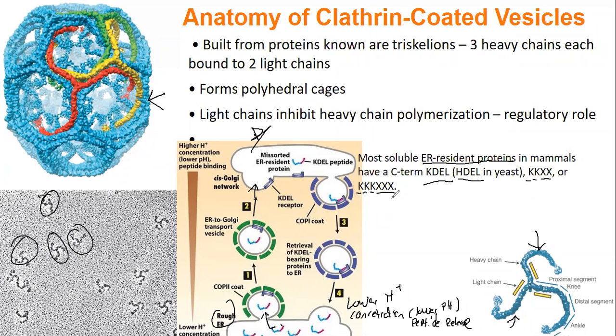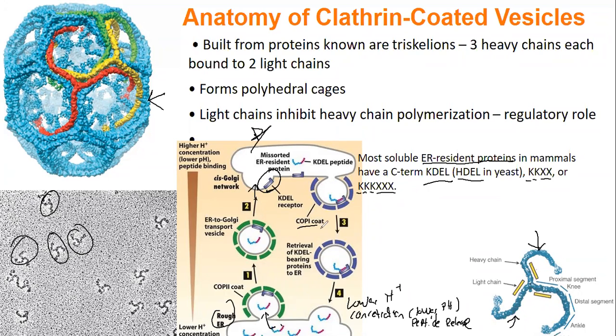If you get accidentally transported to the Golgi and you belong in the ER, the way you get sent back is that inside the Golgi, we have proteins whose job it is to just bind this KDEL sequence. So if there's a KDEL sequence floating around in the Golgi, this receptor will bind to it and more or less capture your ER soluble protein.